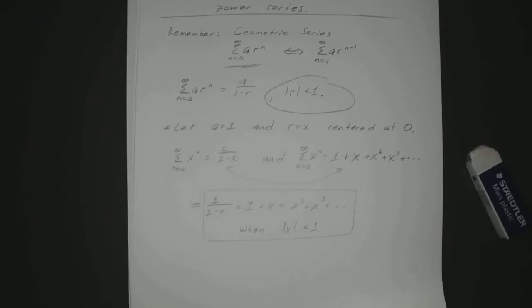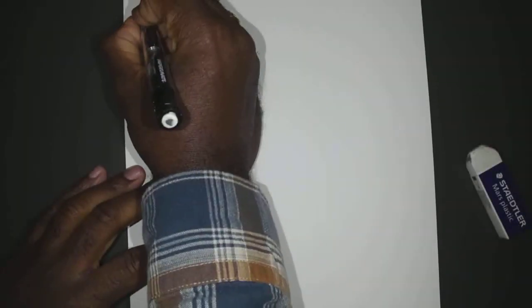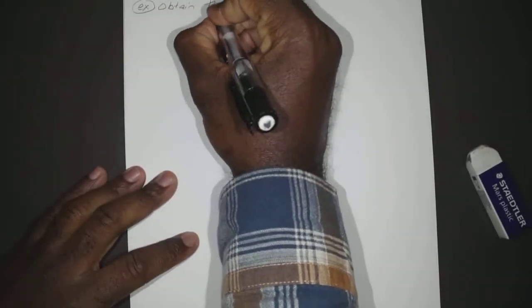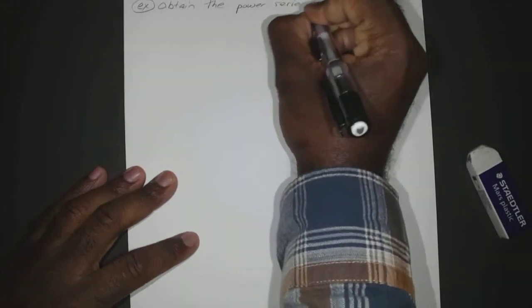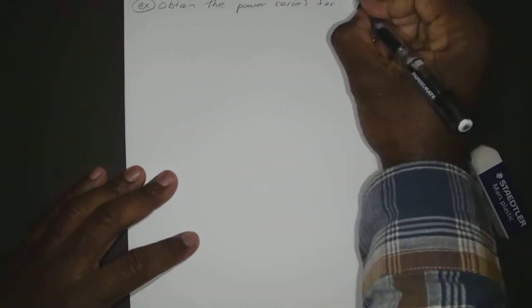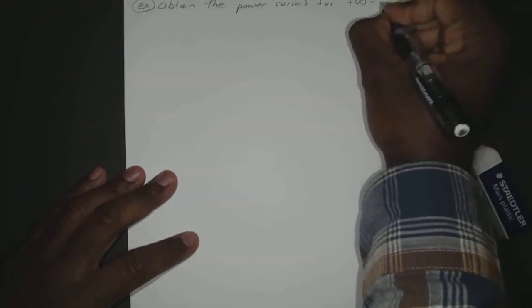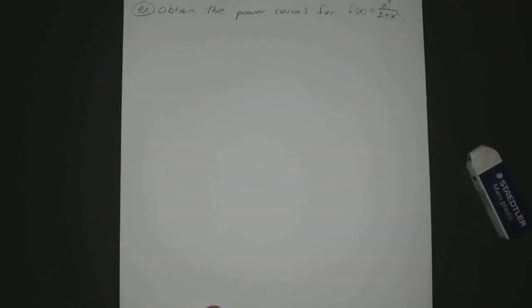All right. Okay, so let's say, for example, let's say obtain the power series for f of x equals x squared over 1 plus x squared.